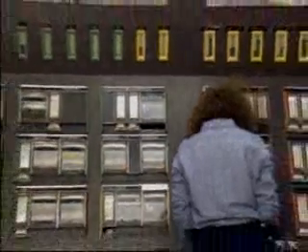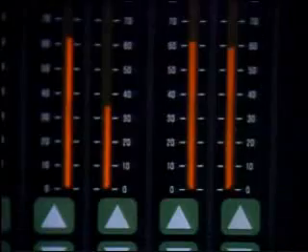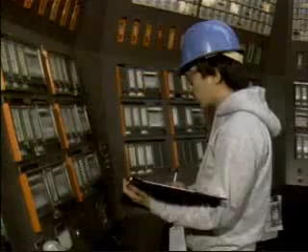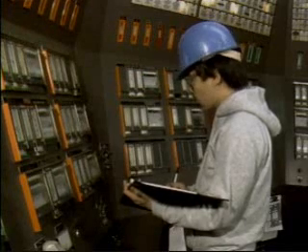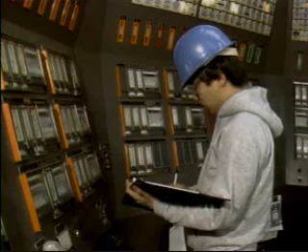Plants can have different kinds of instruments providing information about process variables. These instruments may include indicators, gauges, recorders, and digital meters. The information that these instruments provide is valuable only if it's accurate. For that reason, you have to be able to read instruments correctly.